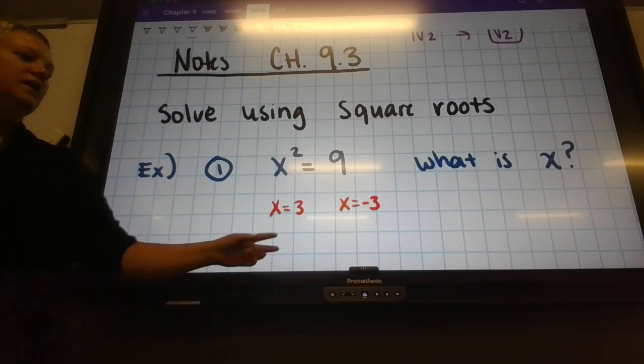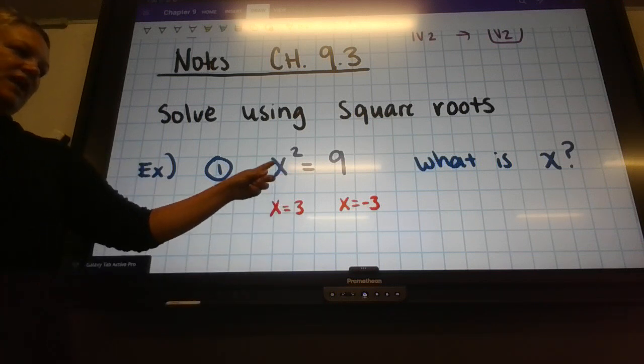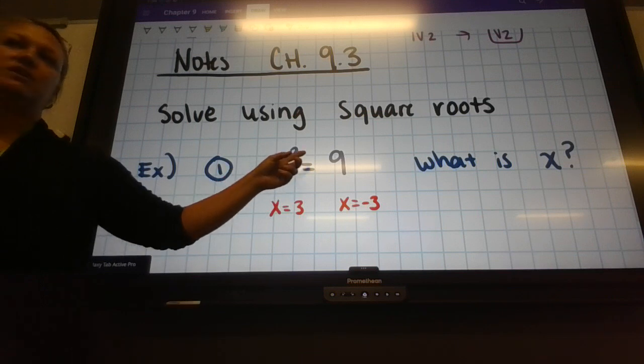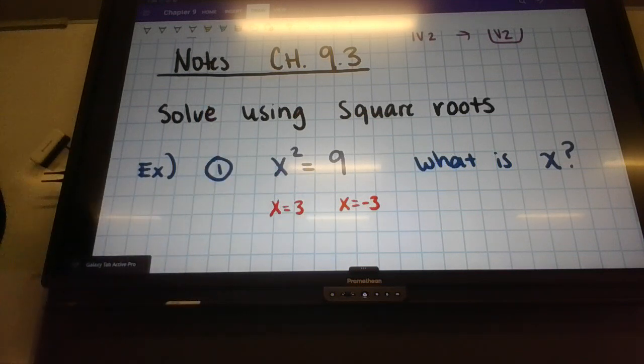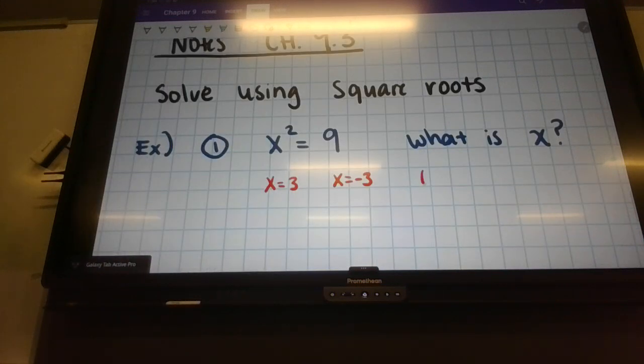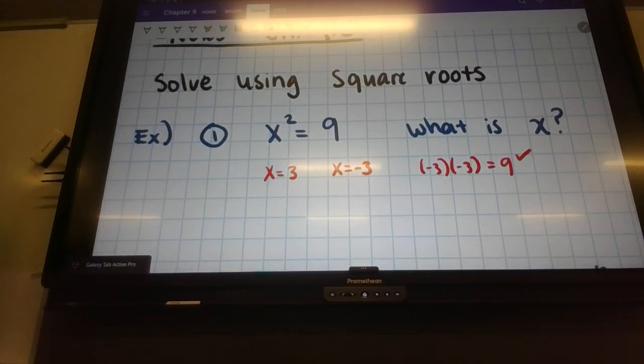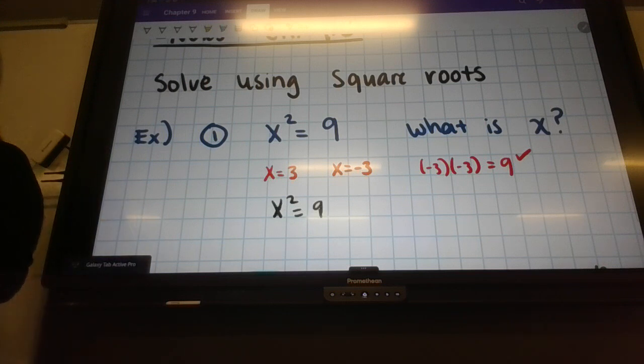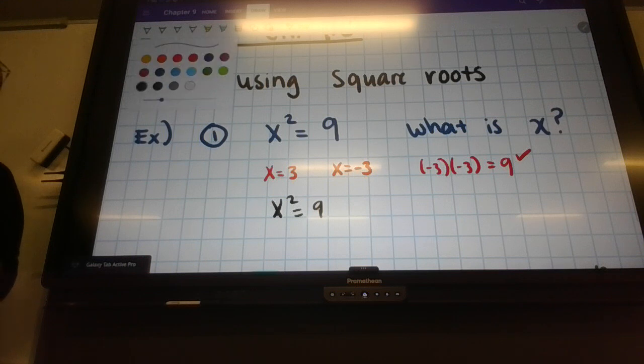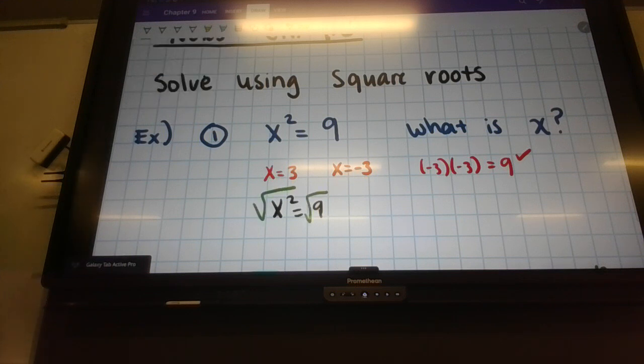We're learning. So, in this situation, X could be 3. 3 times 3 is 9. But also, negative 3 times negative 3 is also a positive 9. So 2 answers check out here. This is how we're going to show the work for x squared equals 9. This was our first example, so it's probably going to get more complicated. We're going to put a square root bar on the left and right side of the equation.